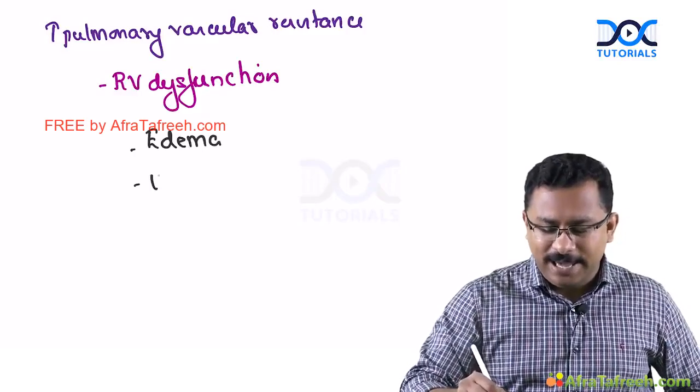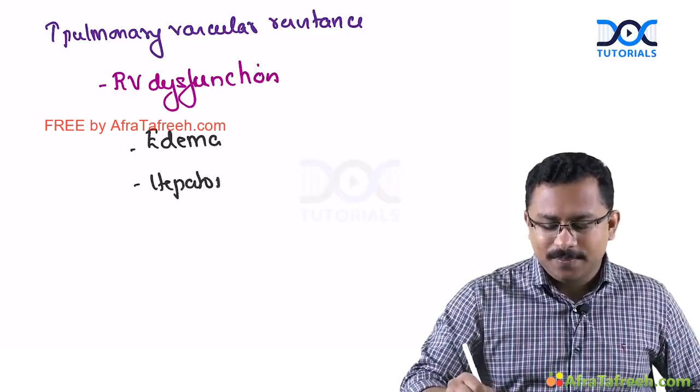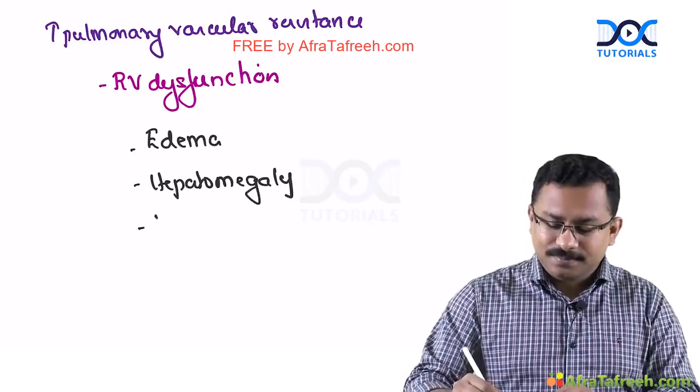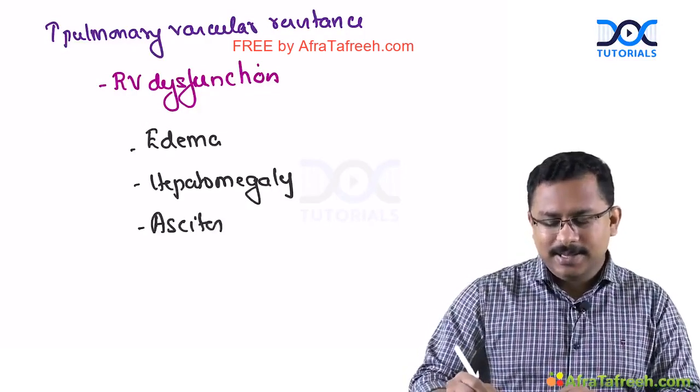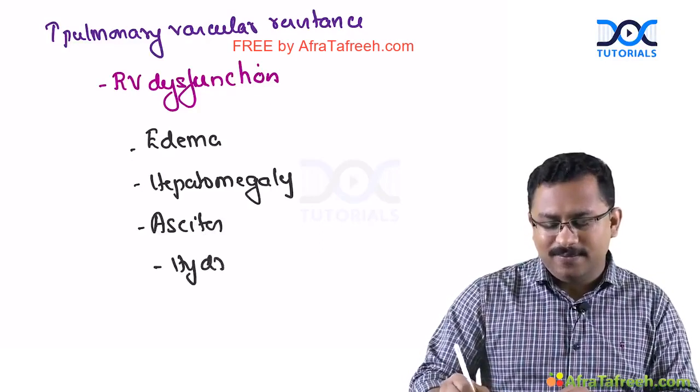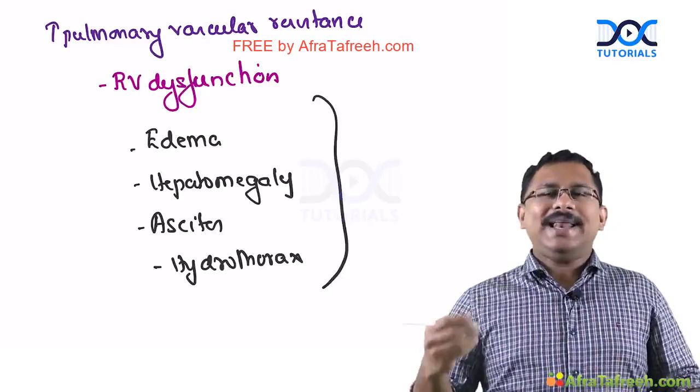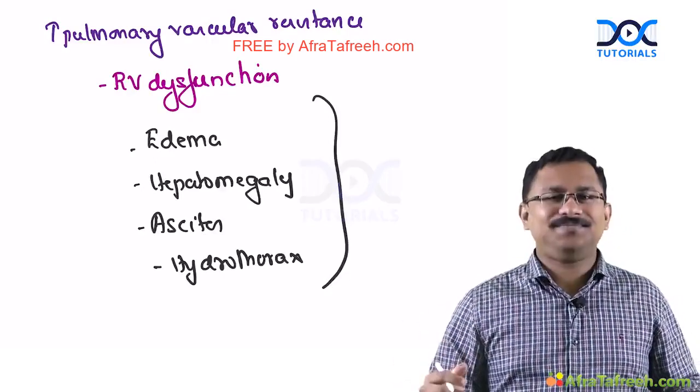You can have hepatomegaly. You can have ascites, and you can also have hydrothorax developing. Okay, so you can have right-sided features as well.